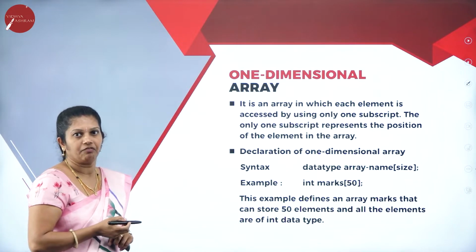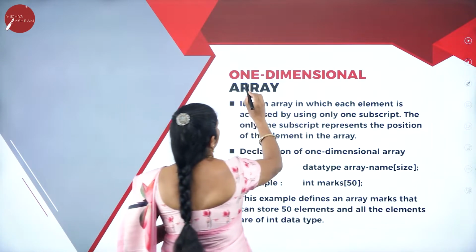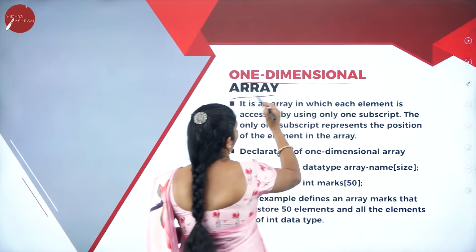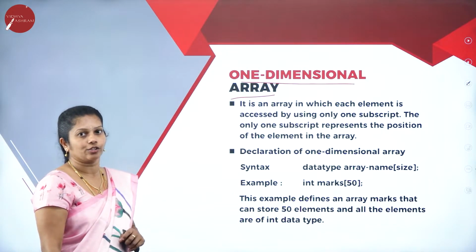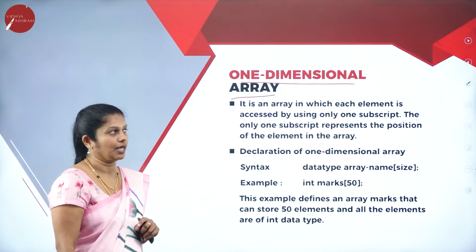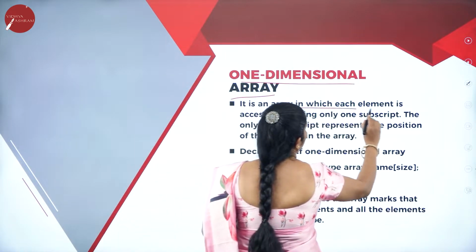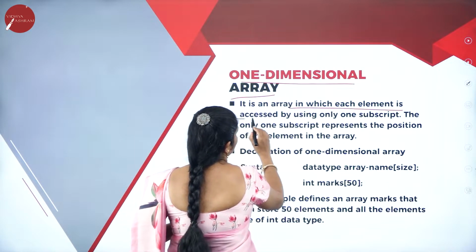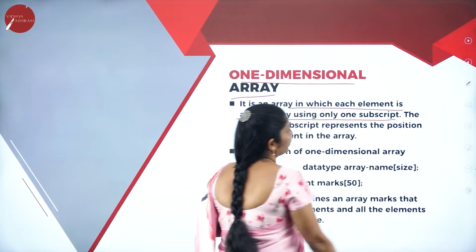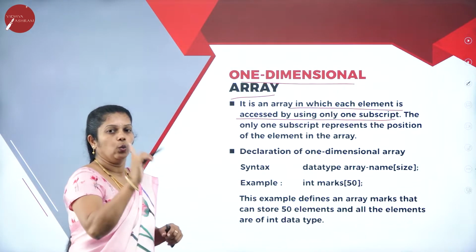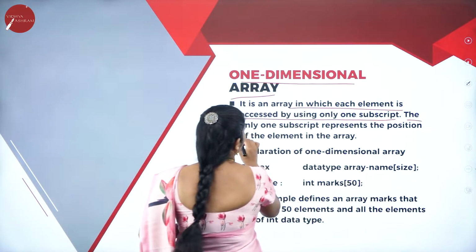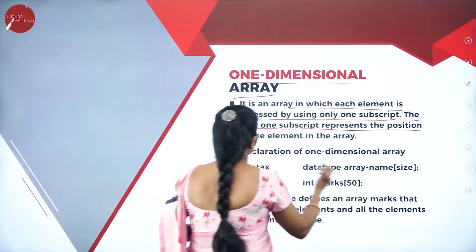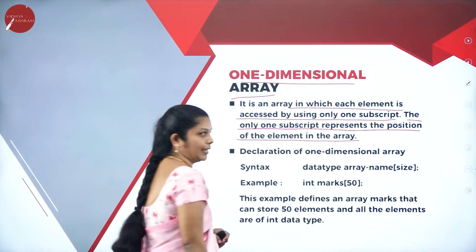Now one by one, briefly, we'll discuss the one-dimensional array. What exactly this one-dimensional array says, how to represent it, what is the syntax of a one-dimensional array, that we'll now explain. It is an array in which each element is accessed by using only one subscript. The one subscript represents the position of the element in the array.